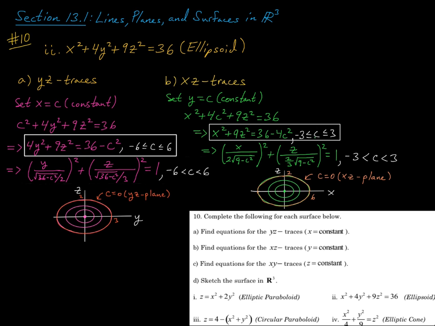Okay, now ruling out the cases when c is either 3 or negative 3, I can go ahead and divide both sides by 36 minus 4c squared, because again, if c is either 3 or negative 3, this right-hand side is 0, and I can't divide by 0. Also note that if that right-hand side is 0, that can happen only when both x and z are 0, so that gives us this single point here, right at the origin for that specific xz trace. But in any event, for c strictly between negative 3 and 3, when we divide, I again get the equation of an ellipse.